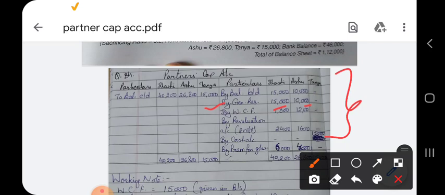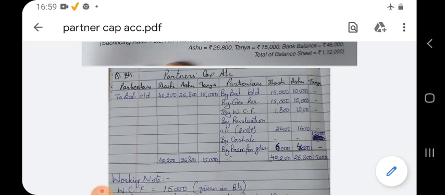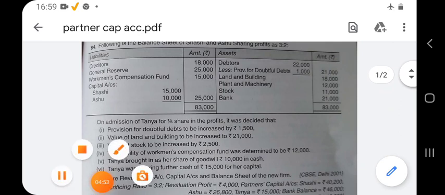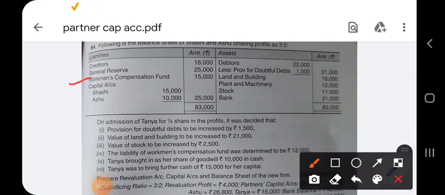Fine. Now we will see the next thing, what is given in the balance sheet which can be distributed among partners. So this is the question. After general reserve, as you can see, workers compensation fund is given, 15,000. If this workers compensation fund or reserve is given in the question, the next thing we will do is see in the adjustments whether there is any liability for workers compensation fund. As you can see in the fourth point, liability for workers compensation fund is given and the amount is 12,000.